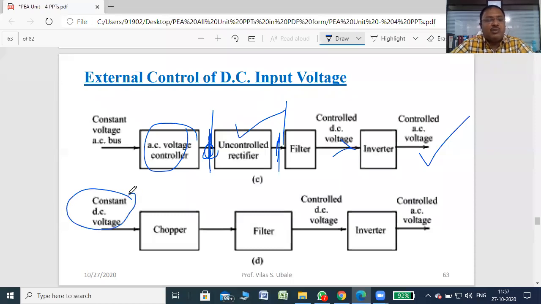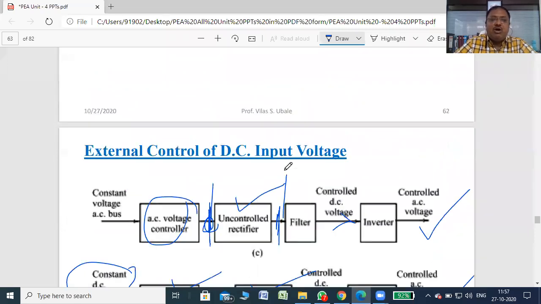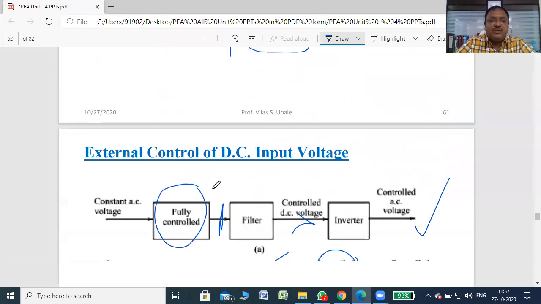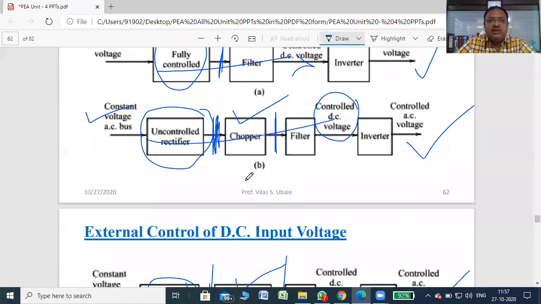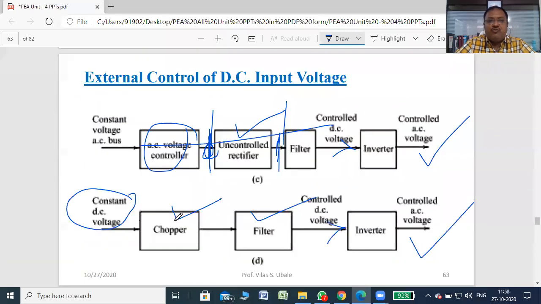It may be either from a converter or from a battery, and then a simple chopper circuit converts that fixed DC to variable DC. After filtering, we have a variable DC applied to the input of the inverter, so that you will get a variable AC output voltage. So these are the methods. You can check here in all these four-five methods. This is the first one, second, third, then fourth and fifth.